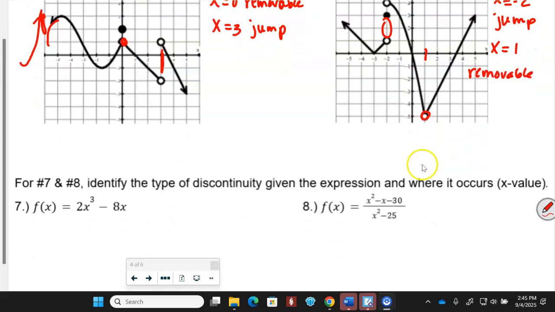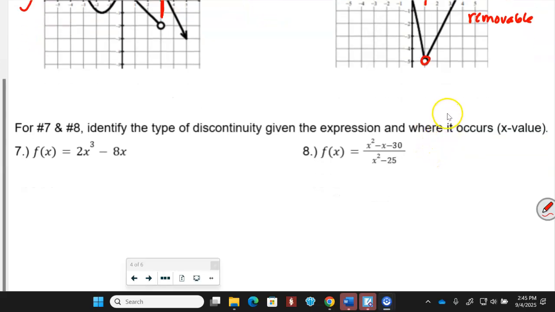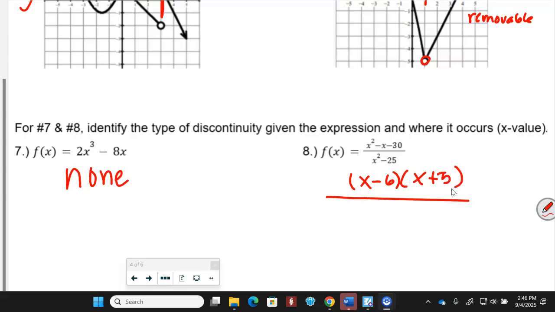Okay? All right, for this next one, it says identify the type of discontinuity given the expression and where it occurs. So there is no discontinuity here because this is just an equation, right? I mean, if there's no denominator, y'all, there's typically not going to be any kind of discontinuity, okay? All right, so on this, we're going to factor the numerator. So this is going to be x minus 6 and x plus 5. And then this is going to be x plus 5. Sorry, x minus 5. I'm going to do x minus 5, x minus 5 over x plus 5.